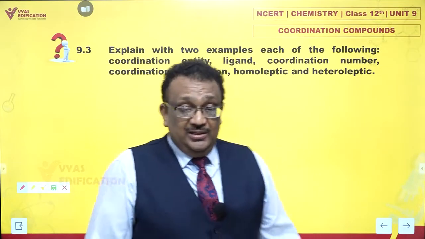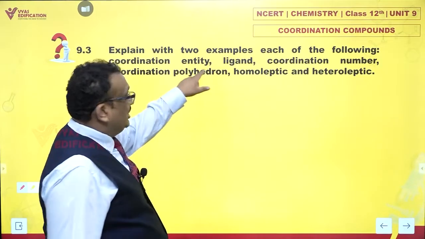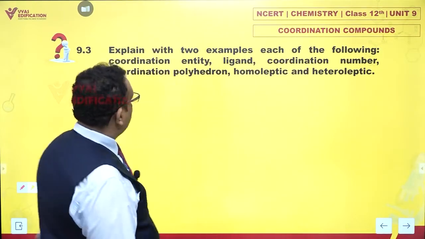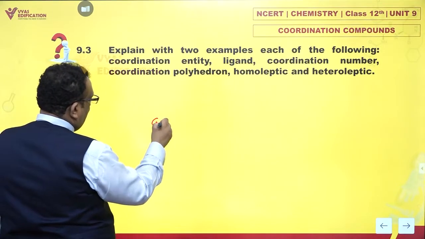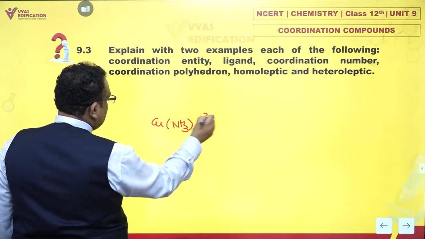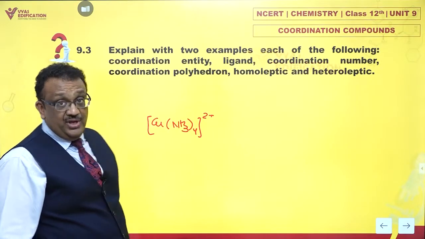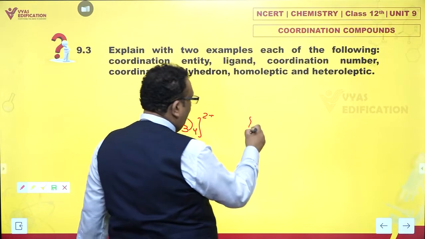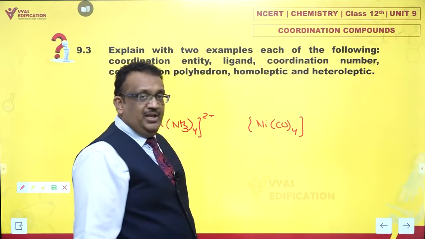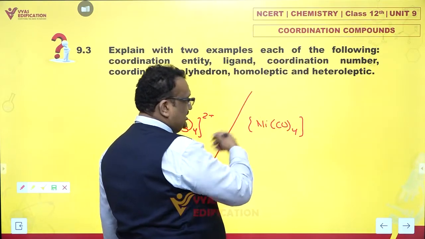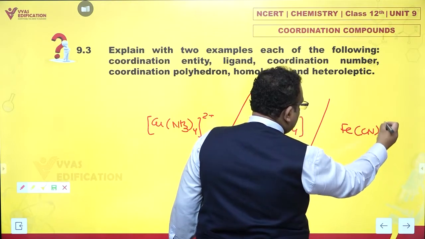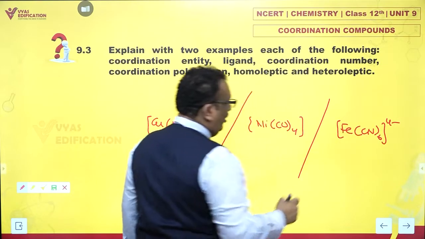The entity in which a central metal atom is attached to a set of ligands or lone pair donors is called a coordination entity. For example, you could have Cu(NH3)4 2+. Is this a coordination entity? Yes. You could have Ni(CO)4. Is it a coordination entity? Yes. Another, different one. They are different molecules. Or you could have Fe(CN)6 4-. Is this a coordination entity?